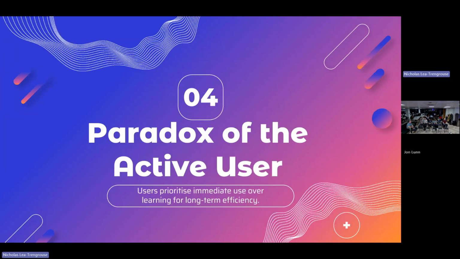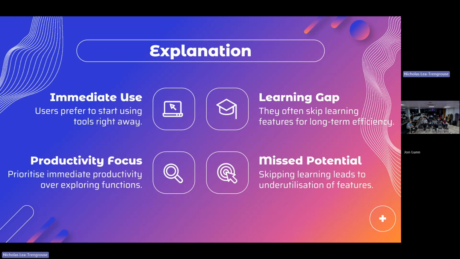Okay. Law number 4, which is the paradox of the active user. This is where users will prioritize immediate use over learning for long-term efficiency. So to go into that a bit more, users typically prefer to start using tools right away rather than taking the time to explore tutorials or new features.